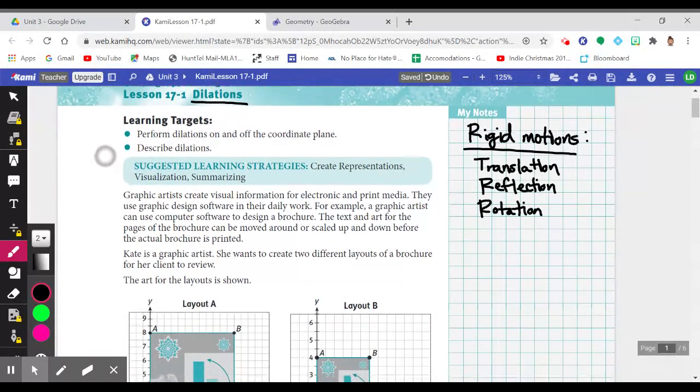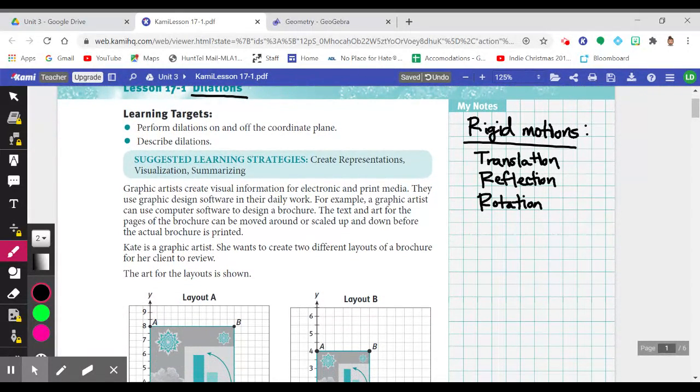So before we go any further, let's look at our learning targets. Let's annotate those. So we are going to perform dilations on and off the coordinate plane. We did that with those other transformations, studied them on the coordinate plane, and then removed the coordinate plane from the picture and said, what is going on with these transformations? And then we are going to take some time and describe dilations. So just study them a little bit more in depth instead of just performing them. Actually, describing, studying, analyzing what a dilation does.